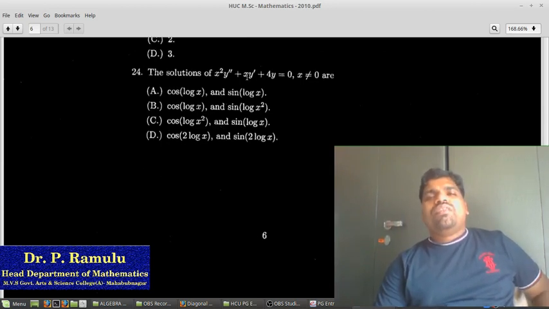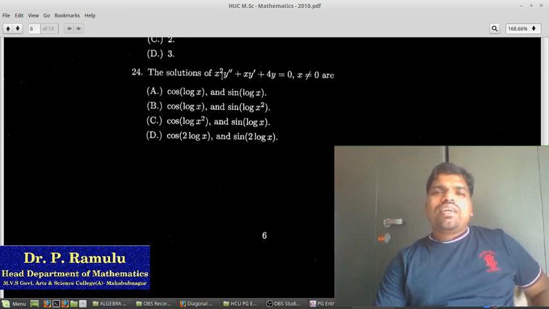The solution of x square y double dash plus x y dash plus 4y equal to 0, x not equal to 0. Here you can take that it is in the form of Cauchy-Euler. You can write y dash equal to dy by dx. That is nothing but x square D square plus xD plus 4 into y equal to 0. You can write xD equal to theta, and x square D square equal to theta into theta minus 1. After solving, using the auxiliary equation, for finding yc, we substitute 2. Then we will get the answer: c1 cos 2 log x plus c2 sin 2 log x.